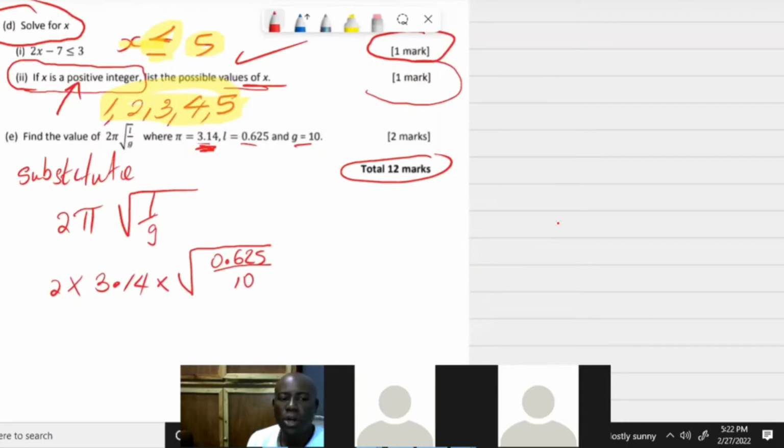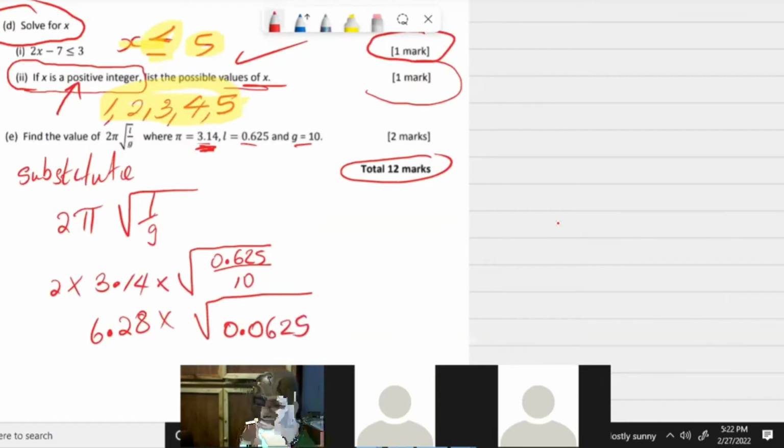No biggie. All we have to do is to take our time and work out these on our calculator. So we're going to do that. 2 times 3.14 is 6.28 times the square root of this. Because when you divide this number by 10, you'll get 0.0625, because when you divide by 10, the decimal point shifts to the left. But you don't need to do that. You just have your calculator and you put in 0.625, and you divide that by 10, and you'll see the point I'm making.